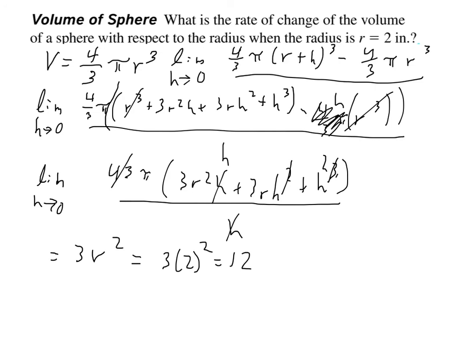So the rate of change of the volume when the radius is 2 inches would be 12, and I would say it'd be inches squared per, if we're talking units of time, per second. Okay, so that's a word problem for you. Hopefully that helps out with some of the word problems. Remember, it's just finding slopes, so we just take whatever the equation is and use your limit as h goes to 0 by increasing your values by h.